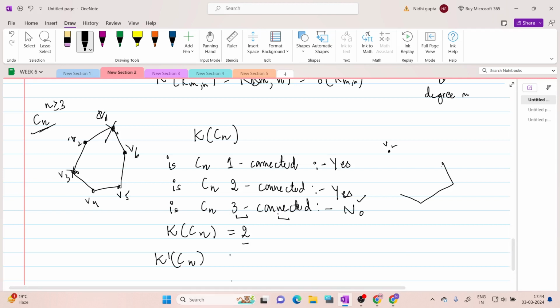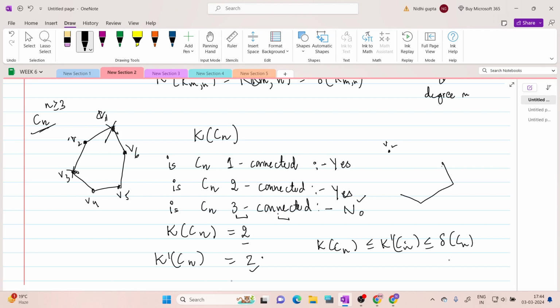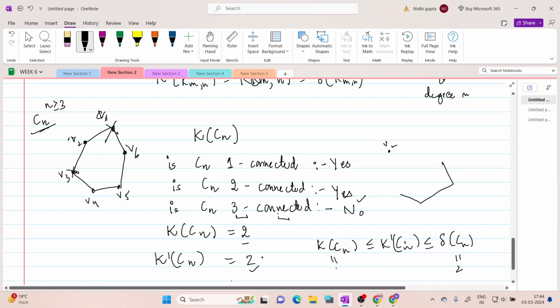2, ma'am. Oh, 2. Okay, 2. Why is it 2? If we cut, minimum degree 2, ma'am. Yes. So we can use the same thing, which is κ(Cn) is less than or equal to κ'(Cn), which is less than or equal to the minimum degree. So this is also 2. This is also 2. So this becomes 2.